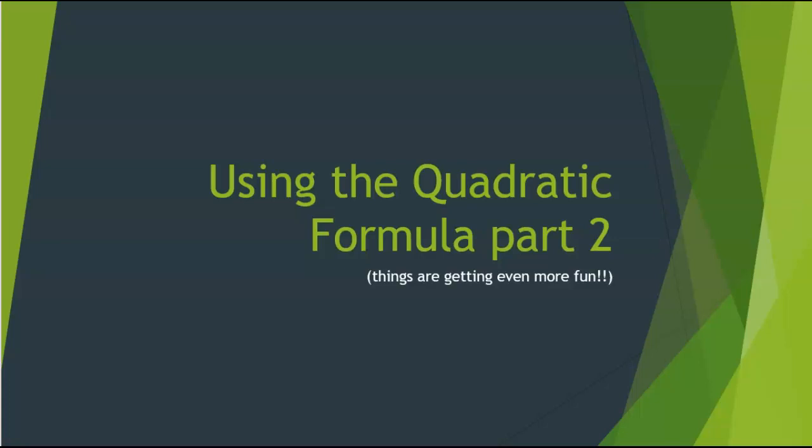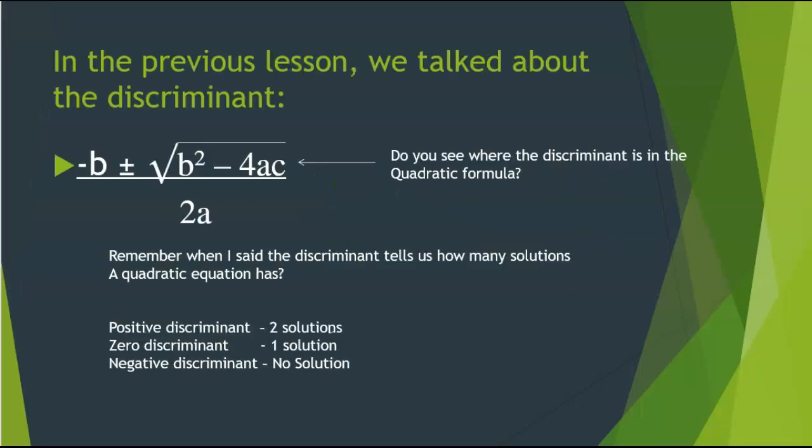All right, using the quadratic formula, part 2. Now we're going to use that discriminant that we learned how to find and put it into the whole thing and get the actual solutions. Ready? Remember, our last lesson was all about the discriminant. The discriminant is what's right under the hood, right here: b squared minus 4ac. There's where the discriminant goes.